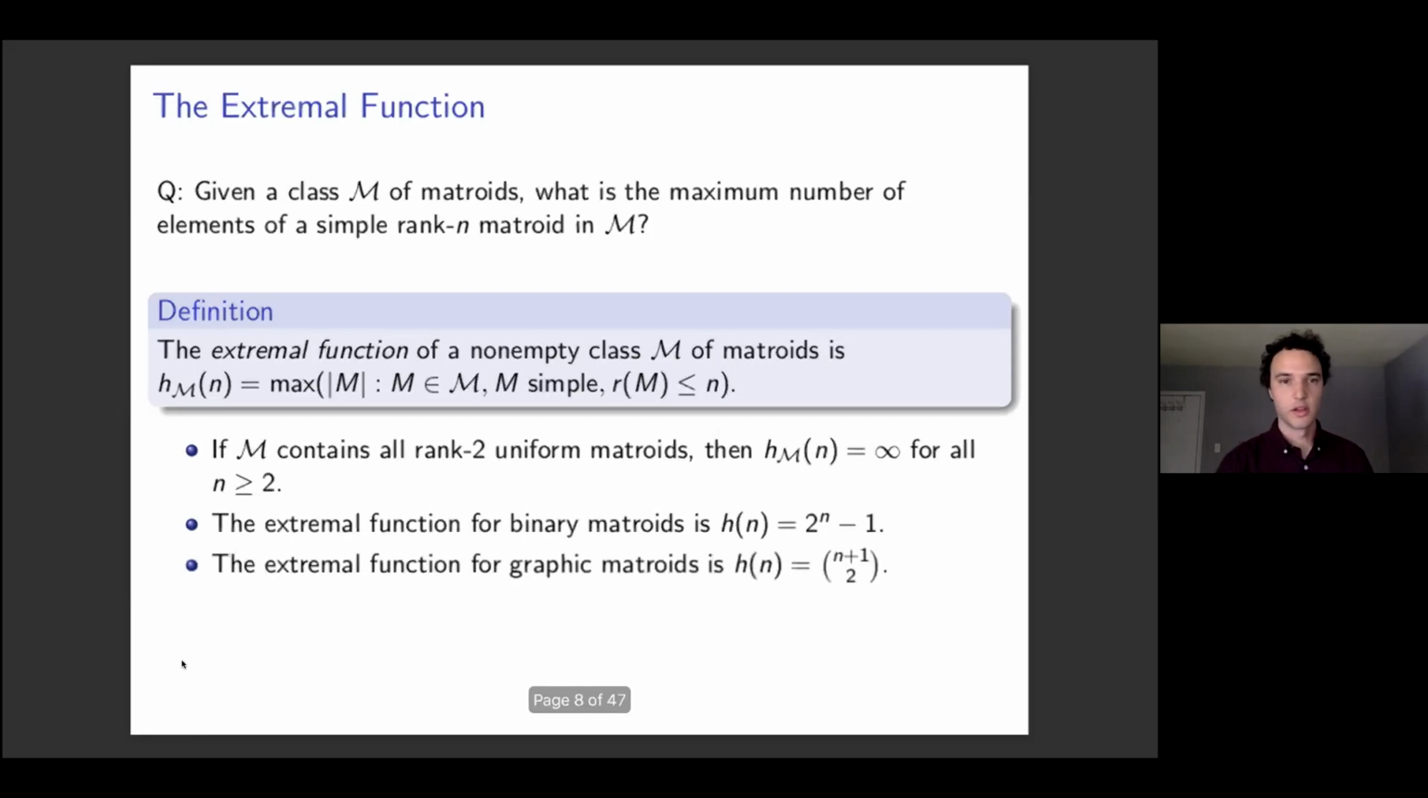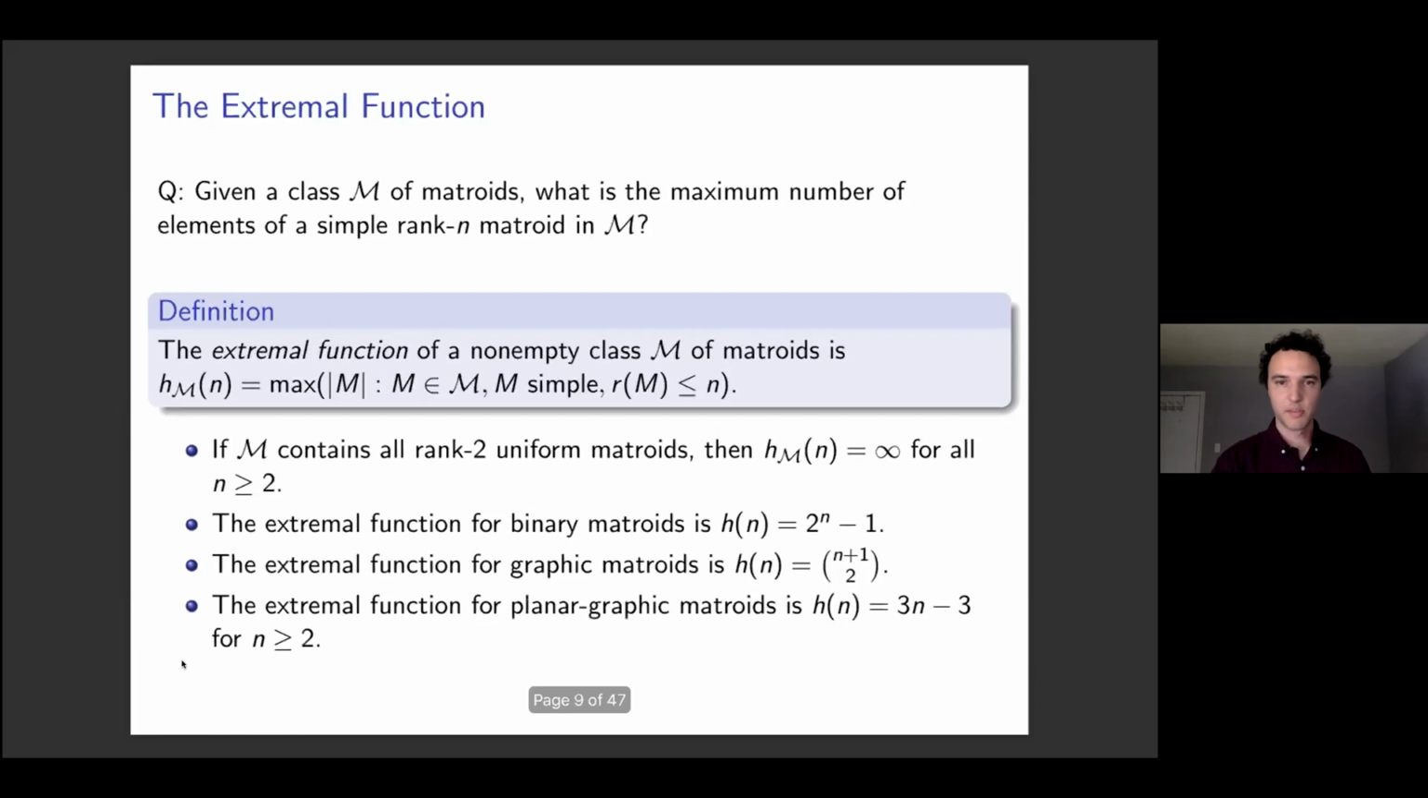Another natural class: the extremal function for the class of graphic matroids is n plus 1 choose 2, because a simple graph on at most n plus 1 vertices has at most n plus 1 choose 2 edges, and equality is attained by cliques. So cliques are extremal for the class of graphic matroids.